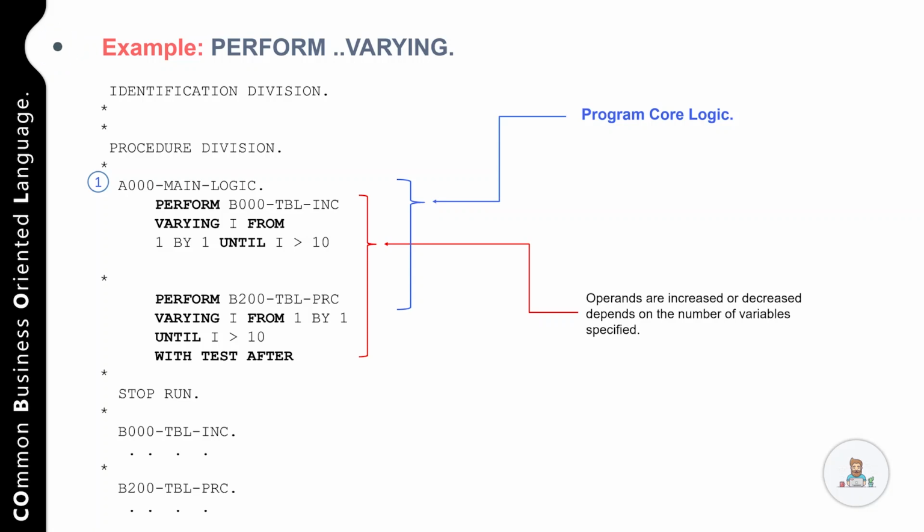And in a similar way, if you notice the second perform statement, it is also similar to what we have seen in the first statement. The only difference is that we have used with test after condition. So after executing the functionality, it is going to validate the condition. But in the first statement, it is going to validate the condition before executing the functionality. So this is the major difference between these two statements, right?